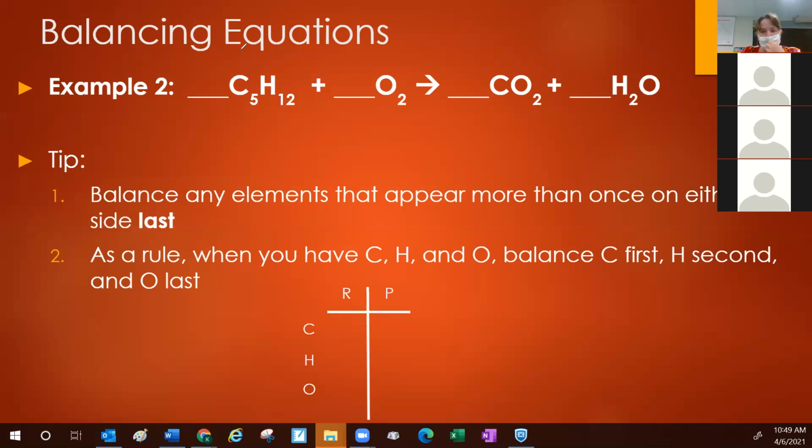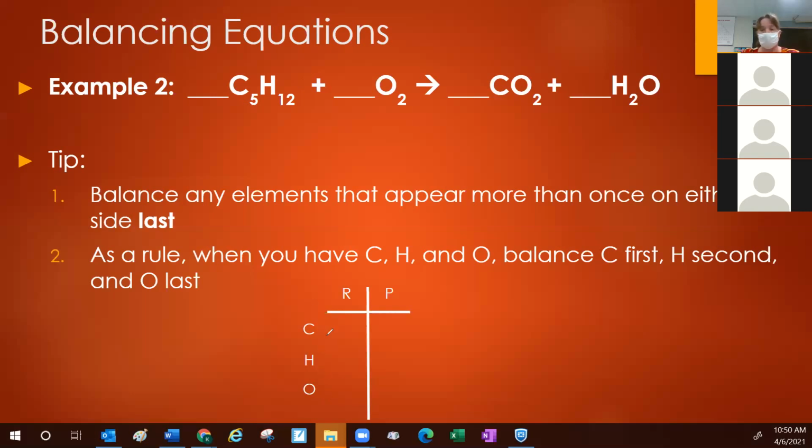And the reason I bring that up is because when you have those 3 elements, carbon, hydrogen, and oxygen, that's the order you should balance them in. So if those are your 3 elements, balance them in that order. CHO, carbon, hydrogen, and then oxygen. These are nearly impossible to balance unless you do them in that order.